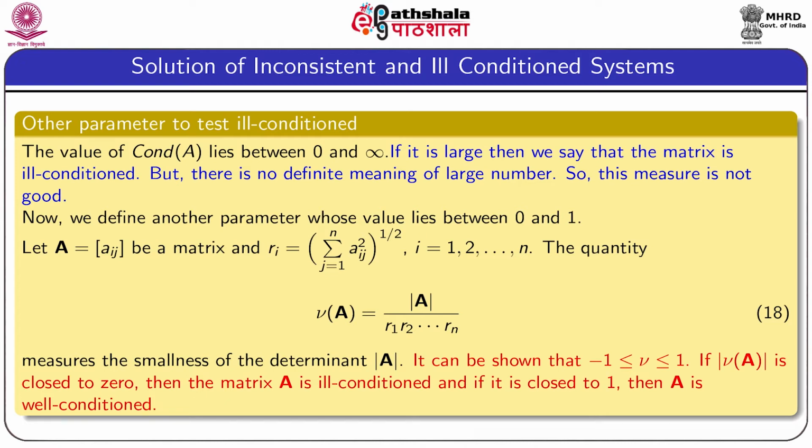It can be shown that the value of nu lies between -1 and 1 because the determinant value may be negative or positive. If the absolute value of nu A is close to 0, then the matrix is ill-conditioned, and if it is close to 1, then the matrix is called well-conditioned.